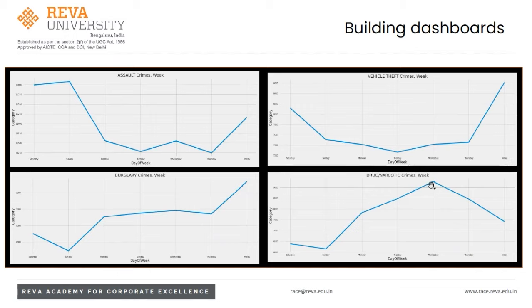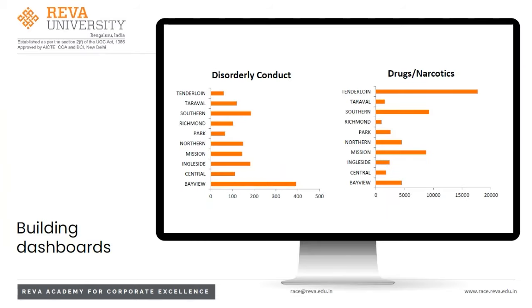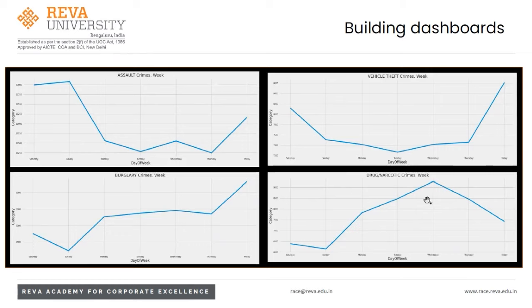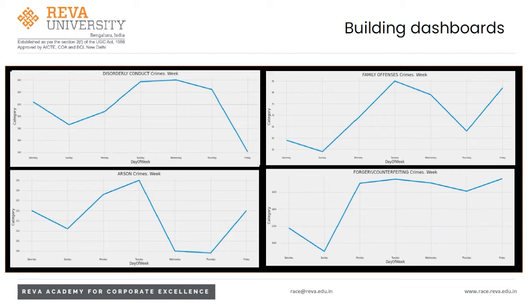Compare this with drugs and narcotics. Wednesday, the middle of the week, is when you see high incidents of drugs and narcotics. To just take you back here, Tenderloin tops the list. Now we see that Wednesday is the time when there are huge incidents of crime in the Tenderloin area about drugs and narcotics. So all this is simple analysis wherein I'm focusing on time, day and such things, what we call descriptive statistics, or we can also call this exploratory data analysis. Now look at disorderly conduct. We saw that in Bayview you have high incidents of disorderly conduct, particularly in the daytime.